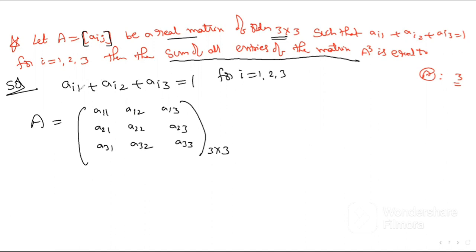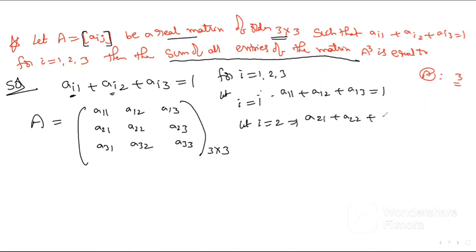Let us take i is equal to 1. What we get here? A11 plus A12 plus A13 is equal to 1. Let us take i is equal to 2. Substituting here, A21 plus A22 plus A23 is equal to 1. Let us take i is equal to 3. A31 plus A32 plus A33 is equal to 1.